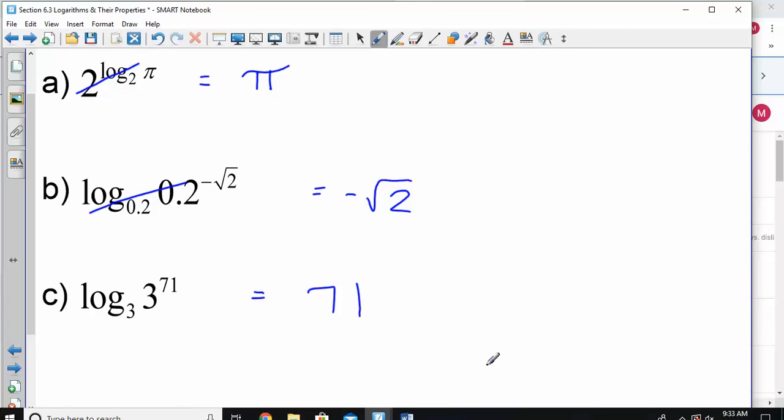This is my stopping point for today. There is a handout posted on Classroom, and you've got the rest of the class to work on.